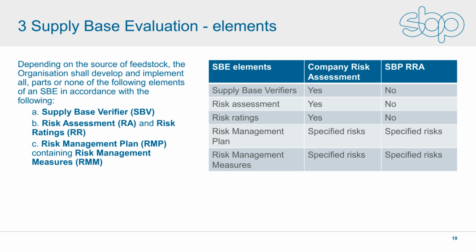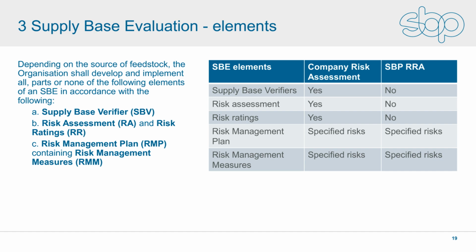The second element is the risk assessment itself, together with the risk ratings that come out of it. Each indicator is rated either low or specified. The third element is the risk management plan, the RMP, which contains one or more risk management measures for any indicators rated as specified risk.